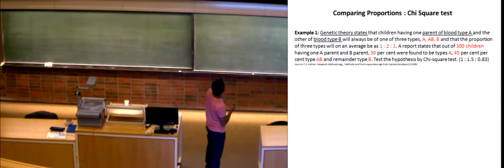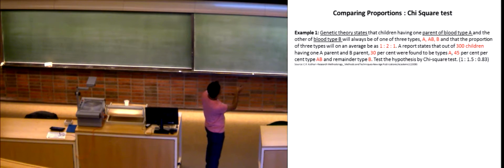A report states that out of 300 children having one A parent and one B parent, 30% were found to be A, 45% AB, and the remainder was B. Now they test the hypothesis by chi-square. What is actually being asked? The meaning of this is 1 is to 1.5 is to 0.83. That's the meaning of this 300, right?